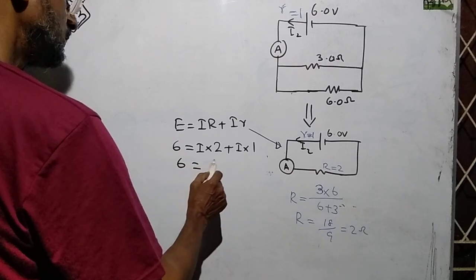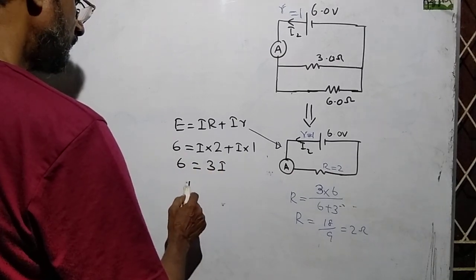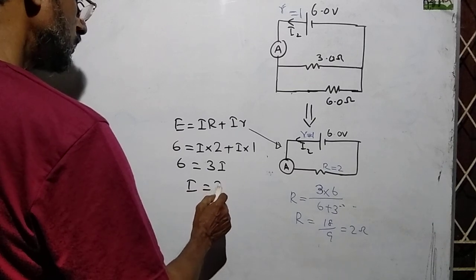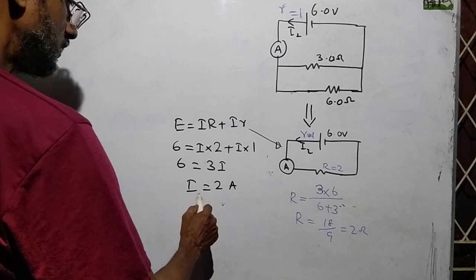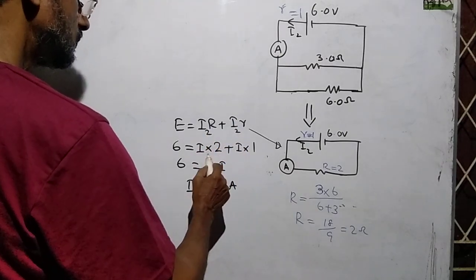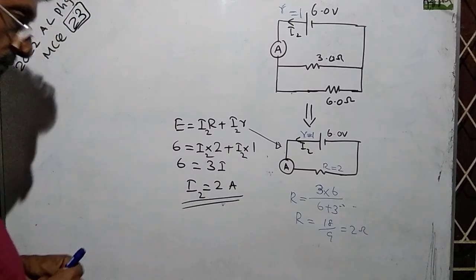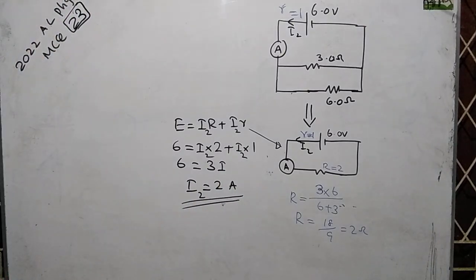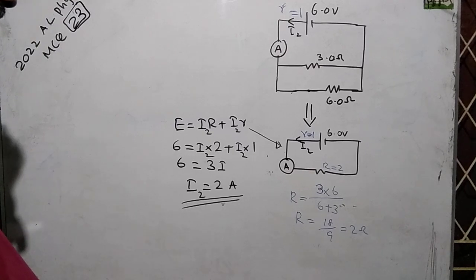6 equals 3 into I, 3I. I equals 2 amperes. Therefore, the I2 value, I2 is 2 amperes. The answer is the fourth one.